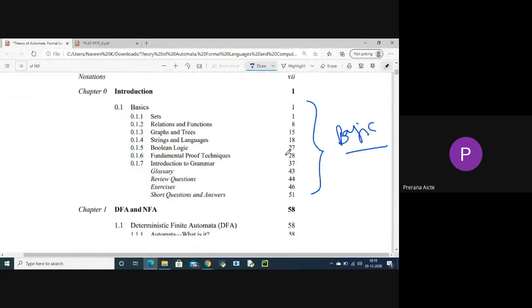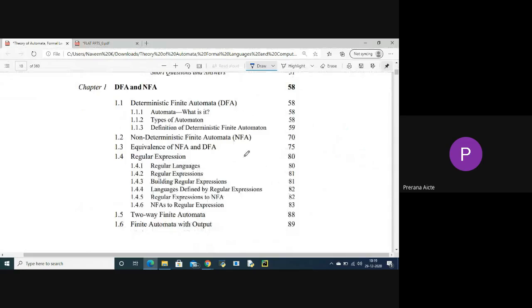And here you have the conversion of RE to FA, minimization of finite automata, the limitations of finite automata, and NFA to regular expressions. Then finite automata with output, that is Mealy machine and Moore machine. There are rules for conversion from finite automata to regular expressions, and conversion of NFA to DFA. These are the questions from this.